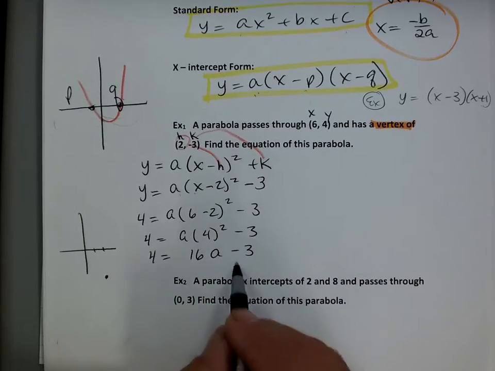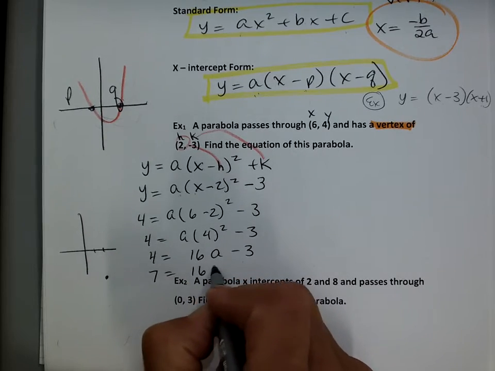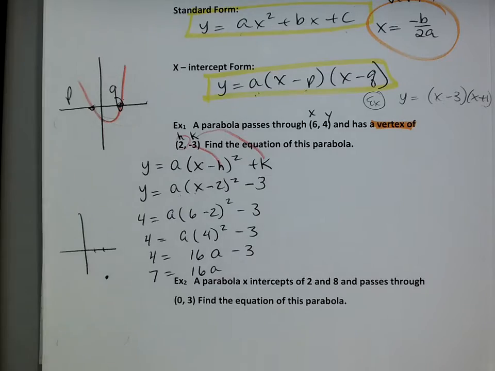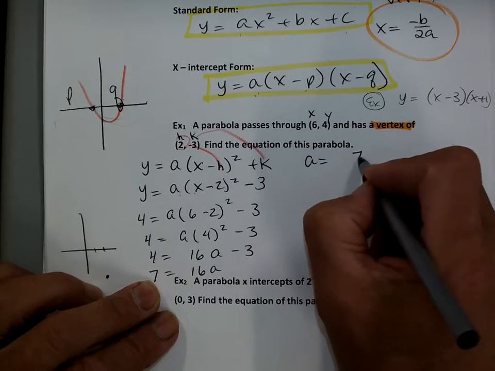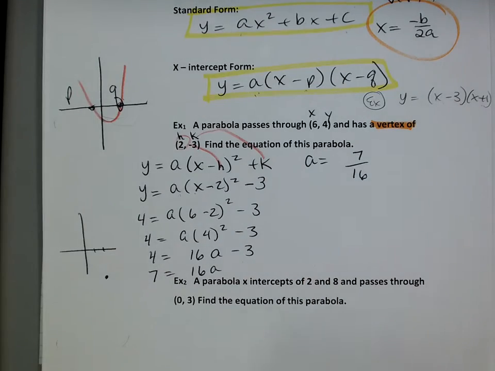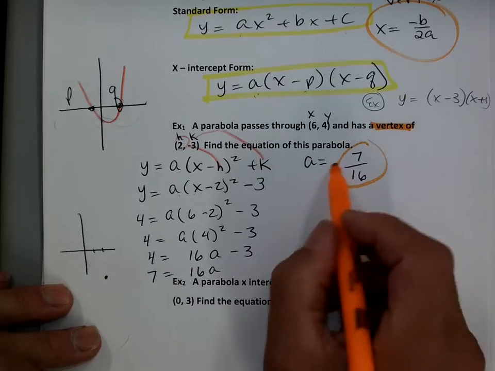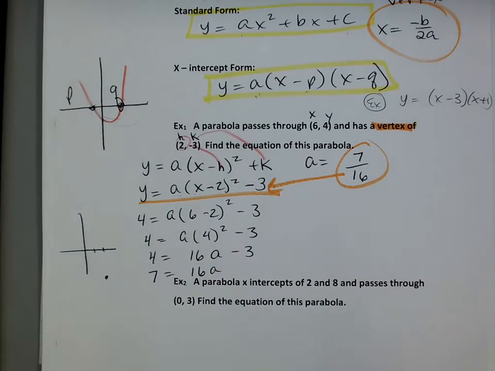Okay, I'm going to go plus 3 plus 3. So I have 7 equals 16a. I'll divide by 16, and I know the value of a is going to be 7/16. Okay, so let's finish this up. I'm going to take the 7/16 and finish this equation, because I know what the value of a is.